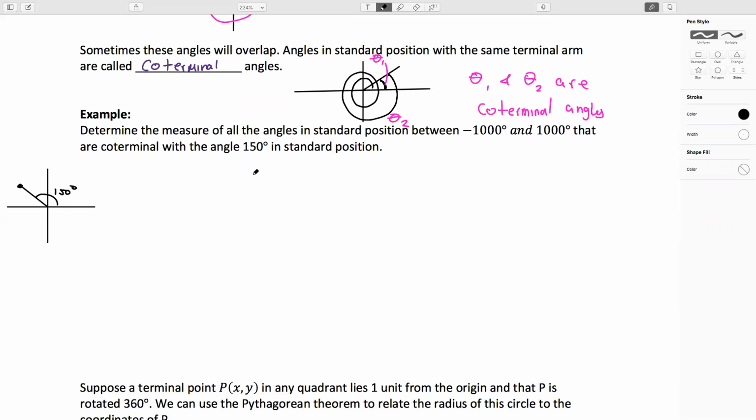We need to figure out all the angles that are between negative and positive 1,000 that match up to this. Positive angles will be measured counterclockwise, negative angles will be measured clockwise. So we could draw a whole bunch of different angles. We could go around to there, or we could count backwards, and that's another angle. They're all coterminal. So what we're going to do is split this up. We're going to go from 0 degrees to 1,000 degrees, and then we'll go from negative 1,000 to 0.